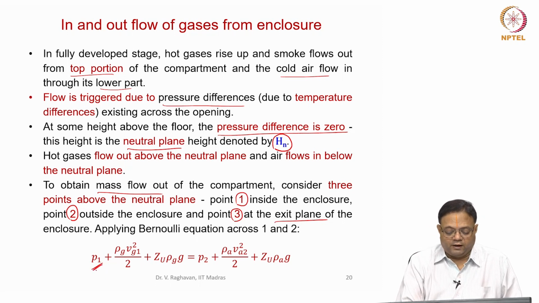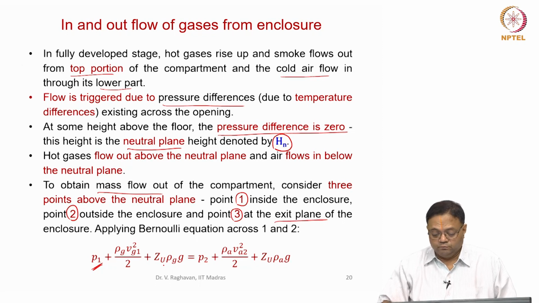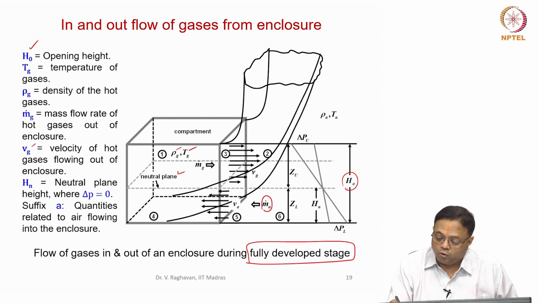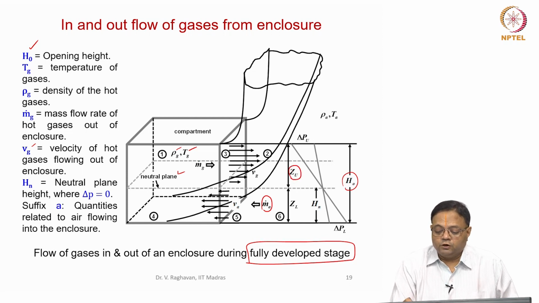Pressure at the point 1 is P1. I am just multiplying by rho. So P1 plus Vg square at point 1 by 2 into rho g plus g Zu into rho g. If you go back, you can see that the total height of the opening is h0, Zu is the height in the top portion where the flow goes out, and this is above the neutral plane. Similarly, below the neutral plane, h0 minus Zu will be Zl, that will be the neutral plane height also, and here the flow comes in.